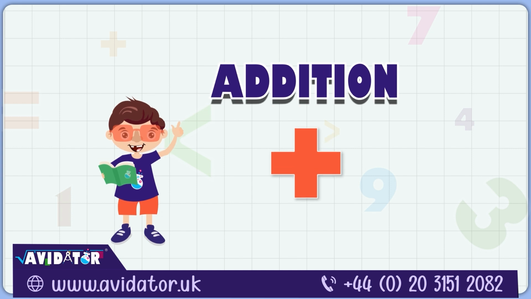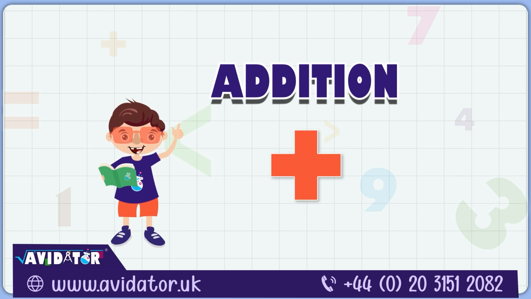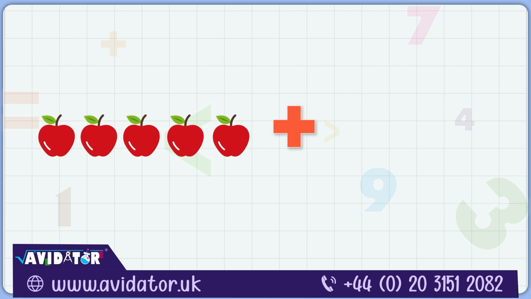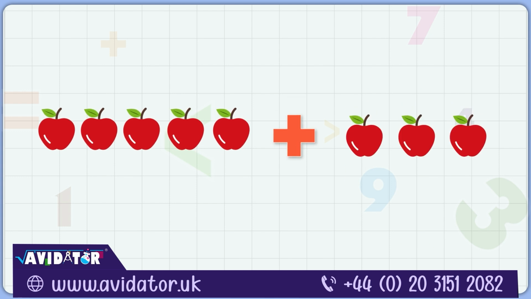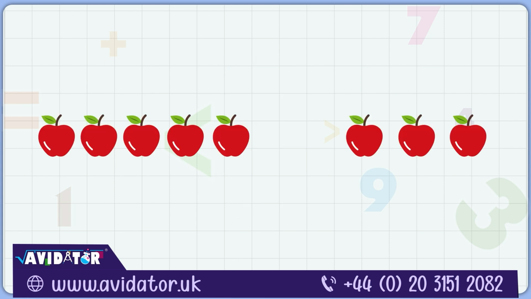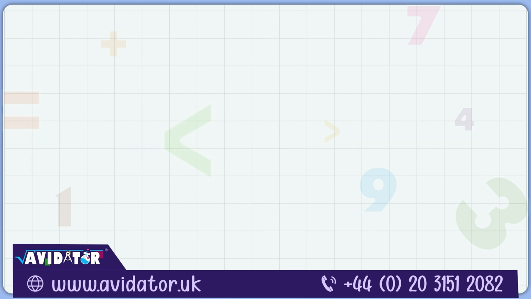Let's start with addition. Addition is all about combining or increasing. For example, if you have 5 apples and you get 3 more, you add 5 and 3 together to get 8. Simple, right? Just remember that when we add, the answer is called the sum.